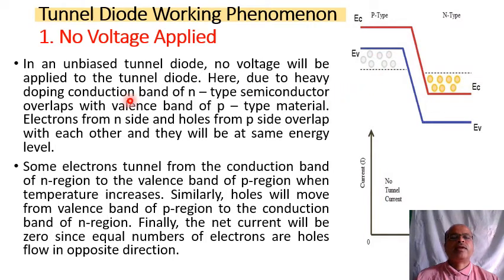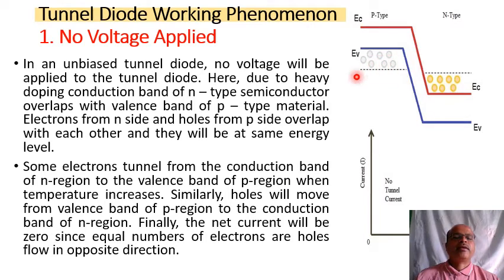Here, due to heavy doping, the conduction band of the n-type semiconductor overlaps with the valence band of the p-type material, and electrons from the n side and holes from the p side overlap with each other, and they are at the same energy level. Some electrons tunnel from the conduction band of the n region to the valence band of the p region.